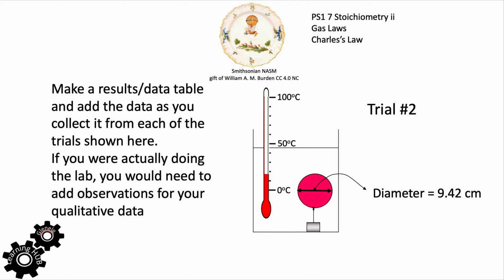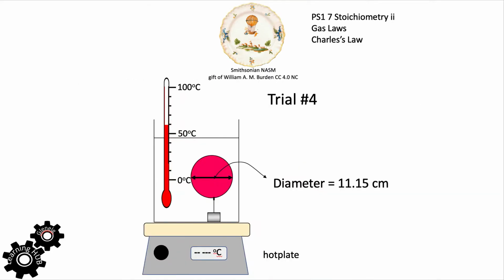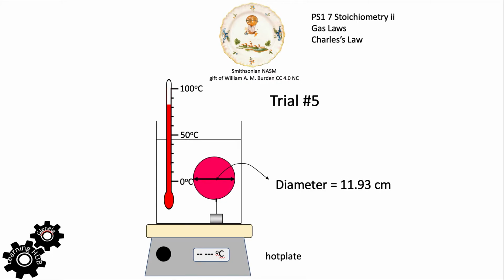So for trial 2 and then trial 3, we're going above room temperature now, equipment sitting on a hot plate. Again, care with the top of the hot plate. And at the end of the lab, make sure it cools down after you turn it off before you put it away. And again, keep noting the diameter and the temperature in each. So we've got 2 more of these. You can pause them to get the information and to write it down.